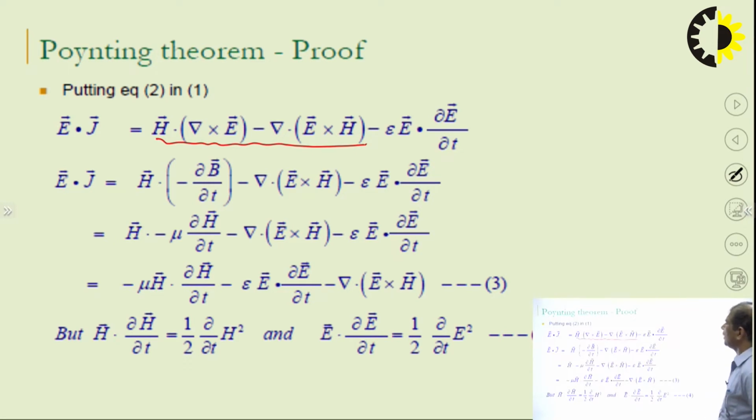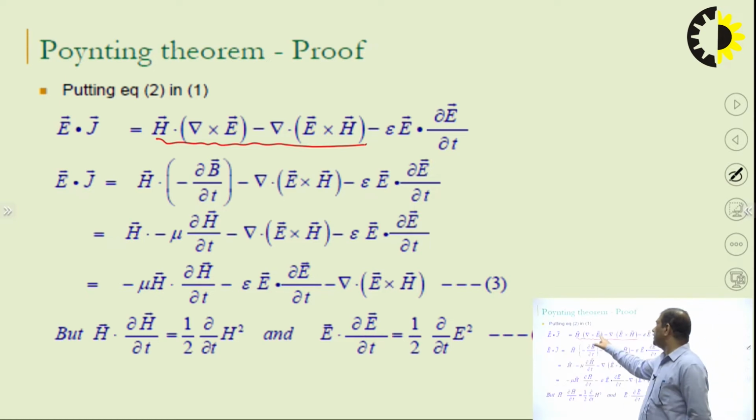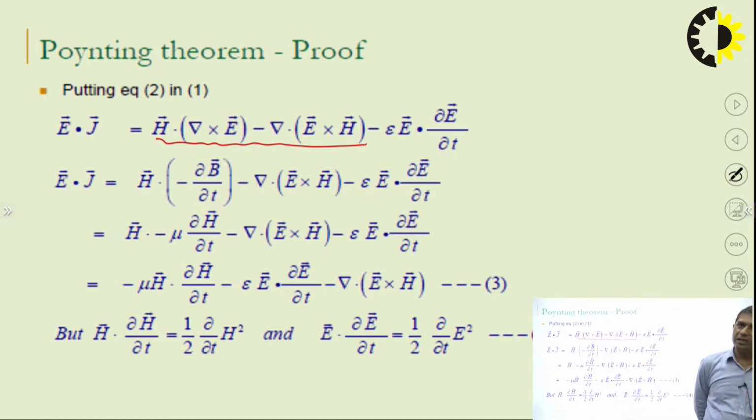Okay. Now, the value of E dot J is equal to H dot minus dB by dt. So this value of del cross E we have substituted equal to minus dB over dt. So where has this value come from? This value has come from Maxwell's equation 3.